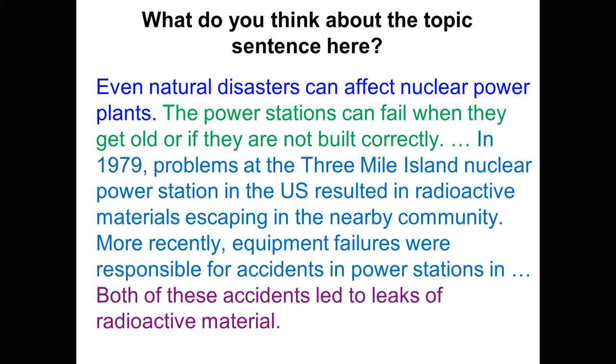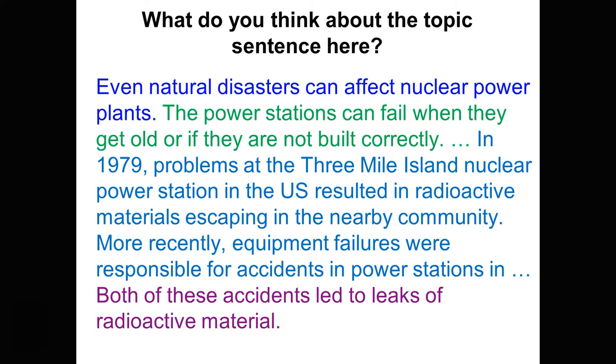What do you think about the topic sentence here? So again, this is something that you can pause and think about. The paragraph reads, even natural disasters can affect nuclear power plants. The power stations can fail when they get old or if they are not built correctly. In 1979, problems at the 3 Mile Island nuclear power station in the US resulted in radioactive materials escaping in the nearby community. More recently, equipment failures were responsible for accidents in power stations. Both of these accidents led to leaks of radioactive material.